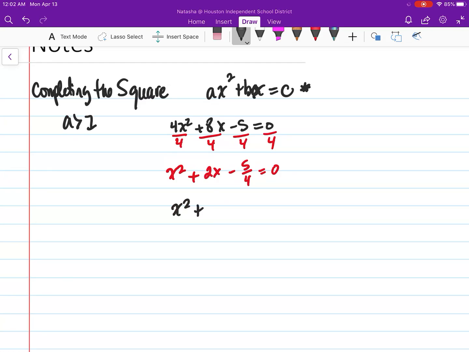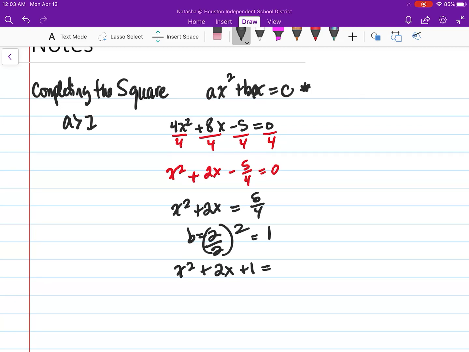All right, now I'm going to move the 5 fourths over because I want to put it in the formula that we have up here. So this is going to become x squared plus 2x equals positive 5 fourths. Now I know it's in that same format, ax squared plus bx equal to c. I'm going to take my b term, which is 2, divide it by 2 and square it. So that gives me x squared plus 2x plus, I'm going to add it to both sides, plus 1, because 2 divided by 2 is 1, and 1 squared is 1.